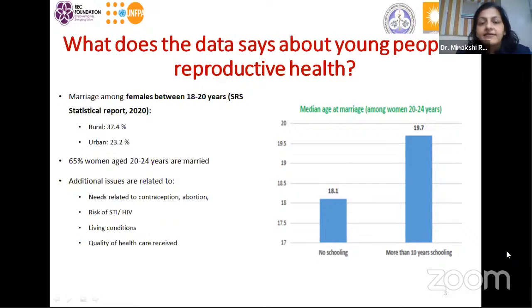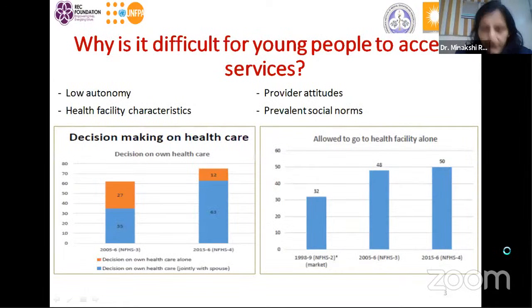So why is it difficult for young people to access services? Definitely the most important factor is low autonomy. As we see in serial surveys at the national level, in our National Family Health Surveys, women are definitely not able to take decisions about their own health. Decisions about their own health are mostly taken jointly with the spouse, and they are not allowed to go to a health facility alone most of the time. Only 50% of women are allowed to visit a health facility alone.